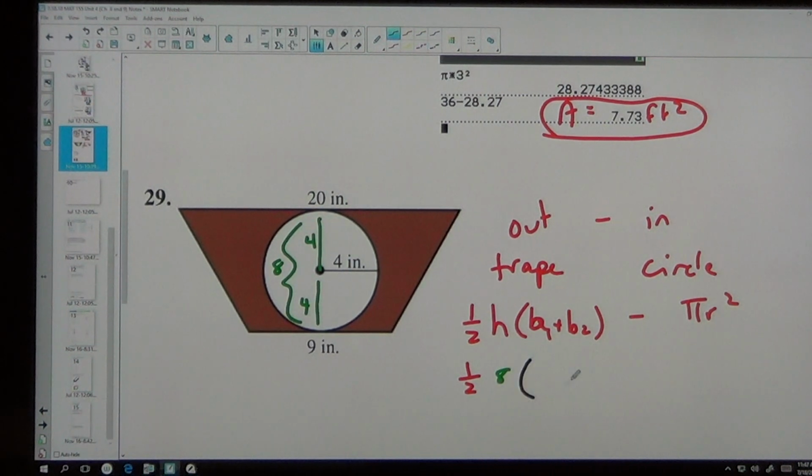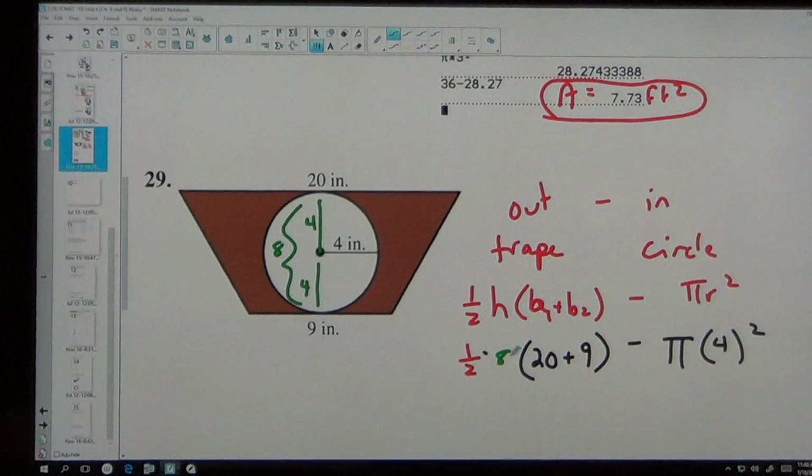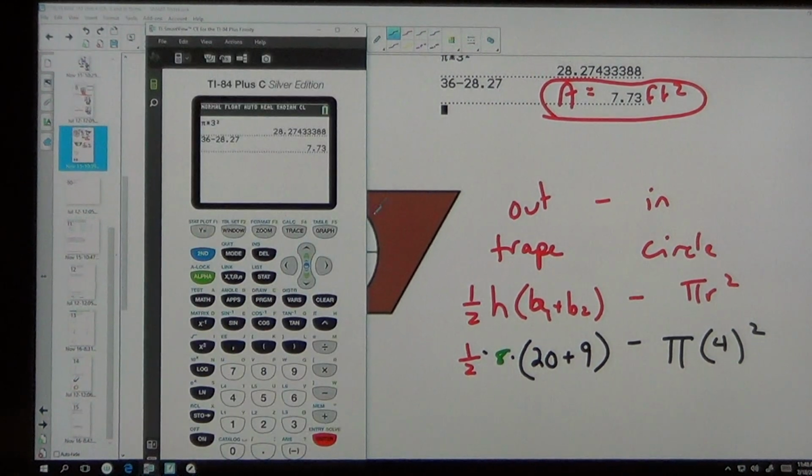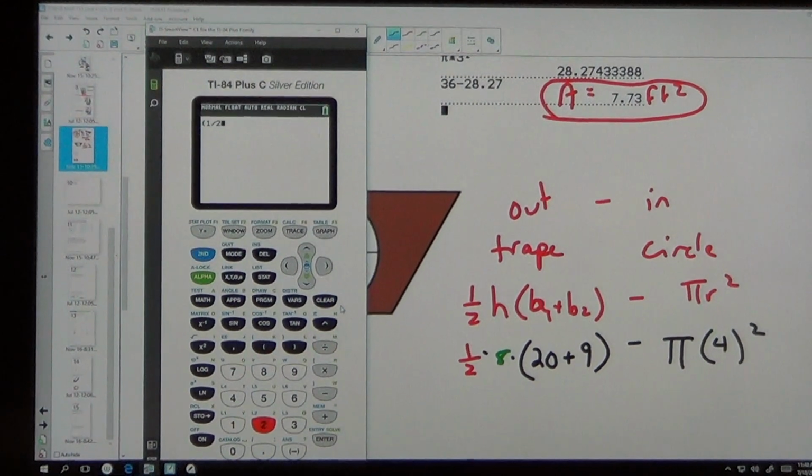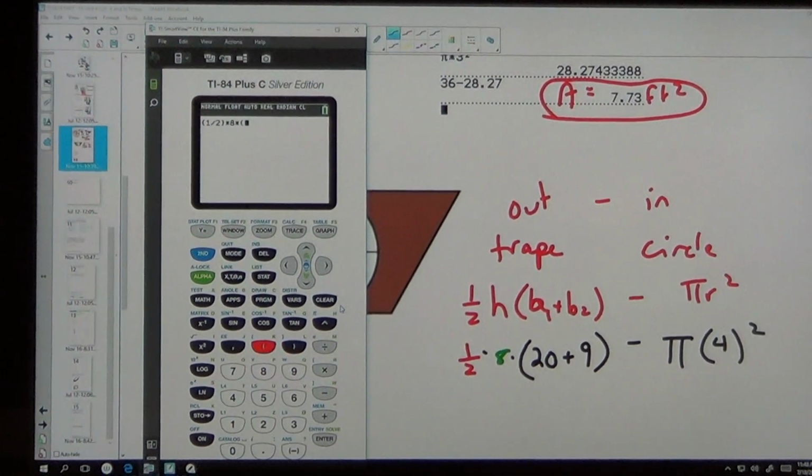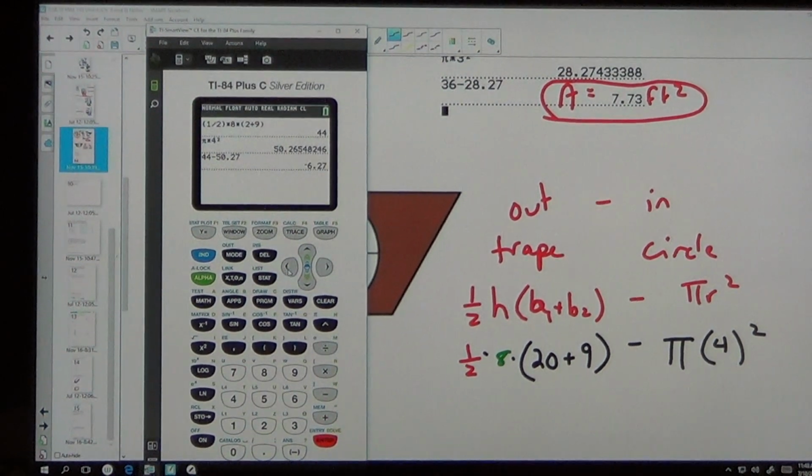What is my B1 and my B2? 20. 20 plus 9. What is the radius of my circle? 4. 4. So I'm going to go to my calculator, and I'm going to do the 1/2 times 8 times 20 plus 9, get that answer. And then I'm going to do pi times 4 squared, get that answer. And then I'm going to subtract, rounding that second answer to the nearest hundredth.